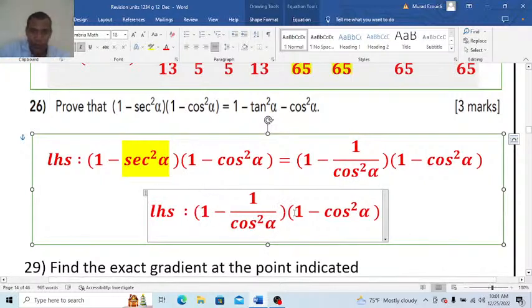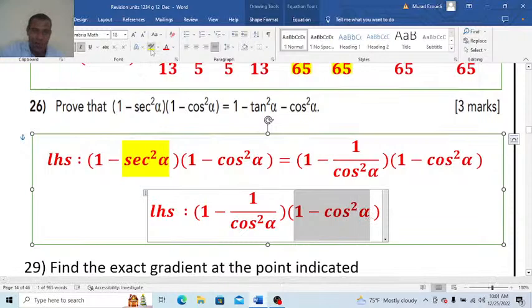Okay, now I will expand. So I will just write 1 multiplied by 1, then 1 multiplied by minus cosine. Let's write 1 minus cosine square as sine square. Okay, 1 minus cosine square of alpha in fact is equal to sine square.